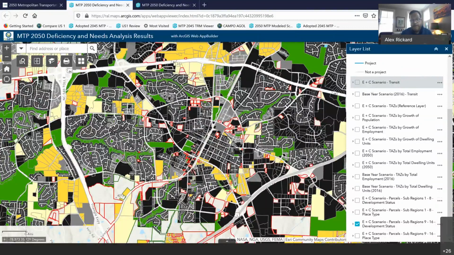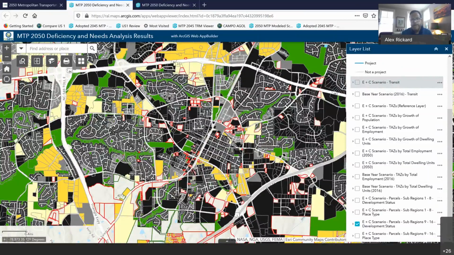The place types and the development status, the CommunityViz model, the purpose of that is to allocate growth to different parcels across the region. When we know that a particular type of growth is coming, we can skip the CommunityViz model and what I would refer to as hard code that growth and say X number of dwelling units or X number of jobs need to go here on this specific parcel.